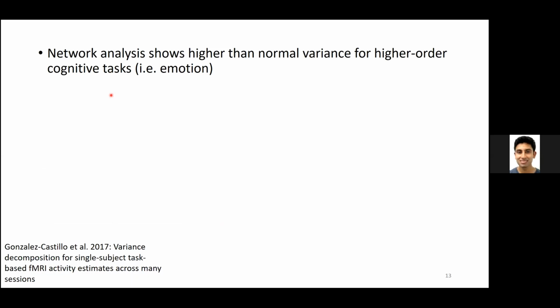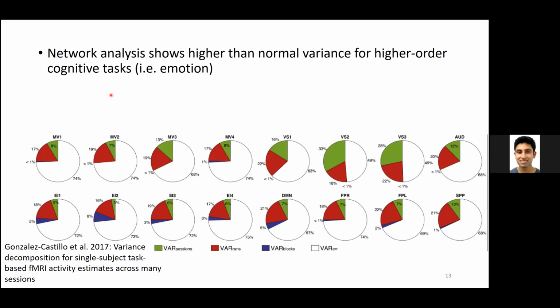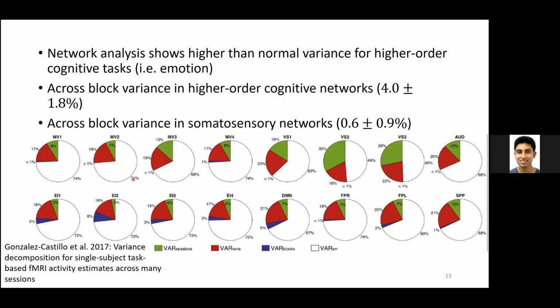And the next thing that they did was they looked at network analysis. So instead of just looking at these individual voxels in isolation, we know that there's some sort of connectivity that's induced by these different tasks. And so what I want you to notice about this is these are each different networks. And what I want you to notice is that the measurement error is the largest in most cases.